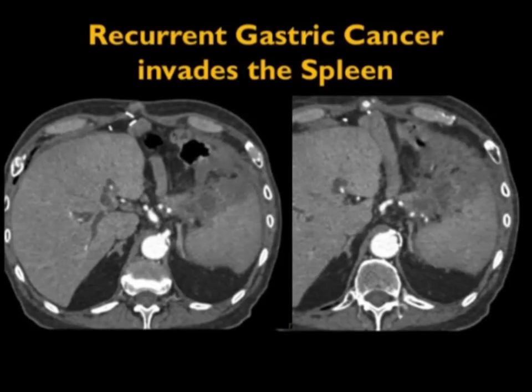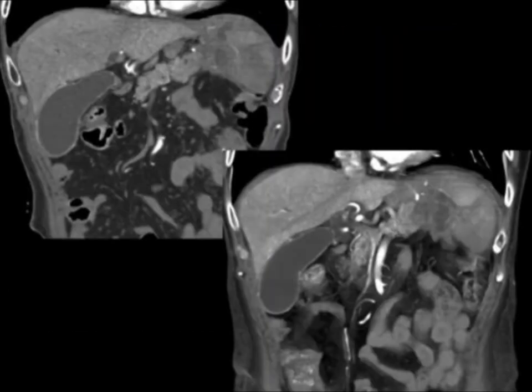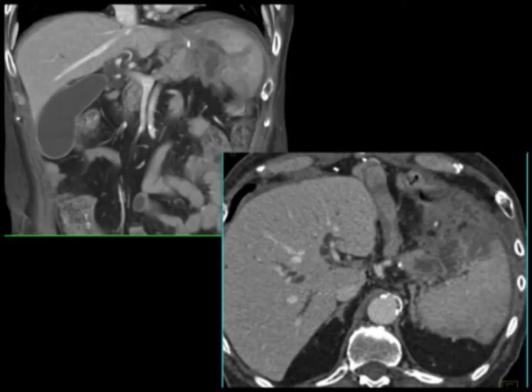Here's an example of a patient with recurrent gastric cancer, which invades the spleen and the area around the stomach up to the GE junction, nicely shown in this infiltration. And here's just two more views of that.